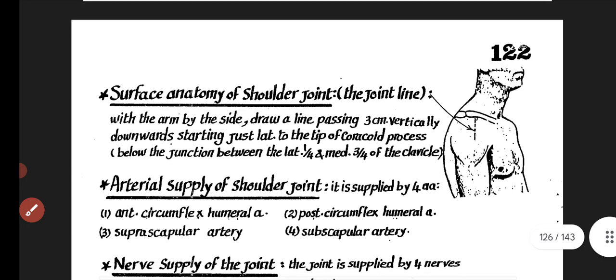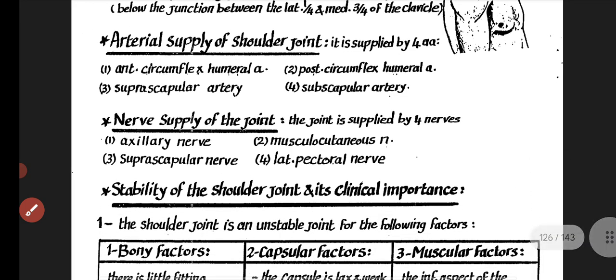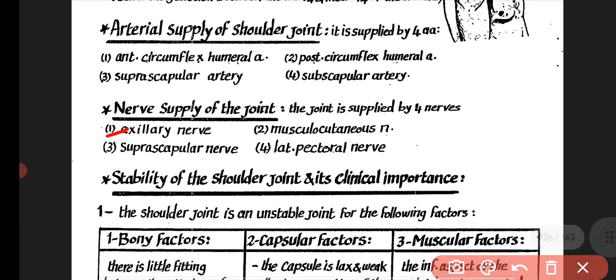Okay, so these are the movements and muscles performing the movements of the shoulder joint. Now, the surface anatomy of the shoulder joint or joint line is not so important, but the arterial supply of the shoulder joint: anterior circumflex humeral artery, posterior circumflex humeral artery, suprascapular artery, and subscapular artery. Nerve supply is mainly by four nerves: axillary nerve, musculocutaneous nerve, suprascapular nerve, and lateral pectoral nerve.